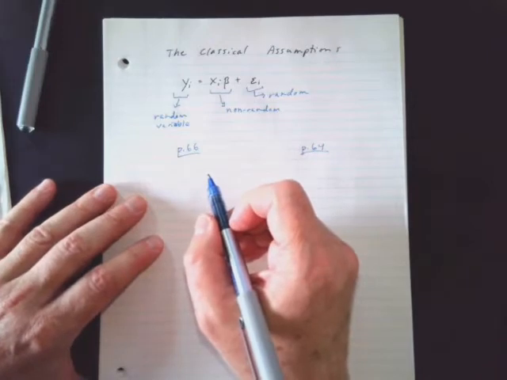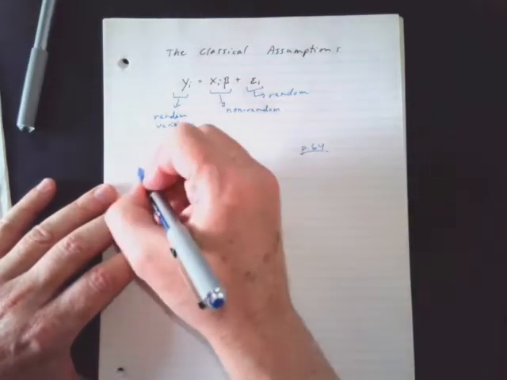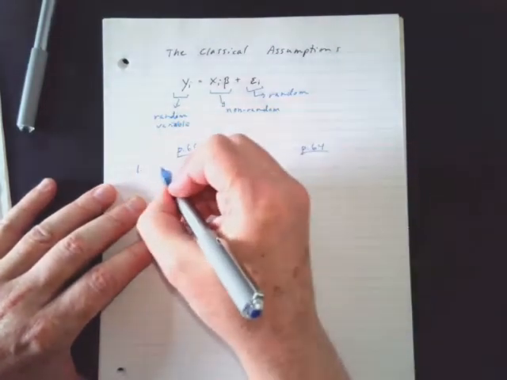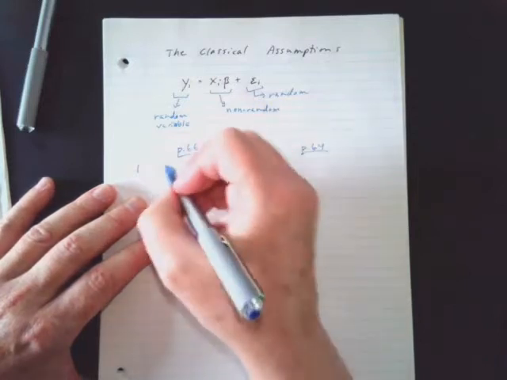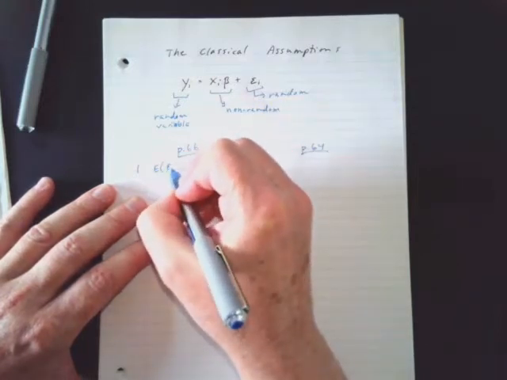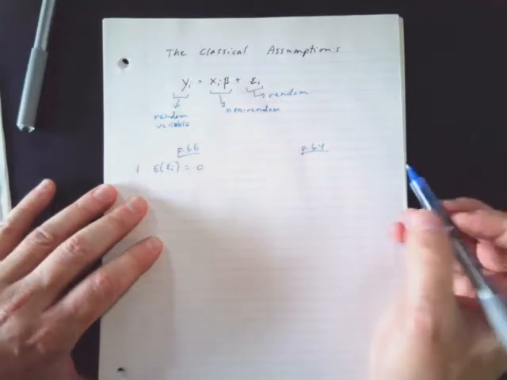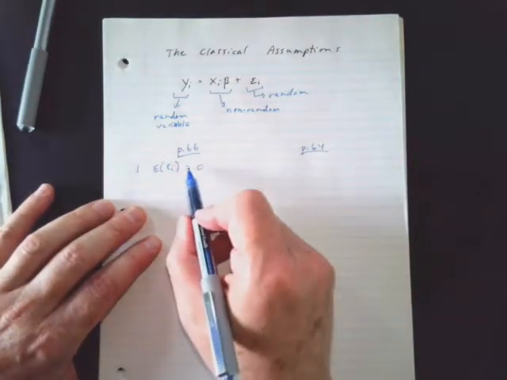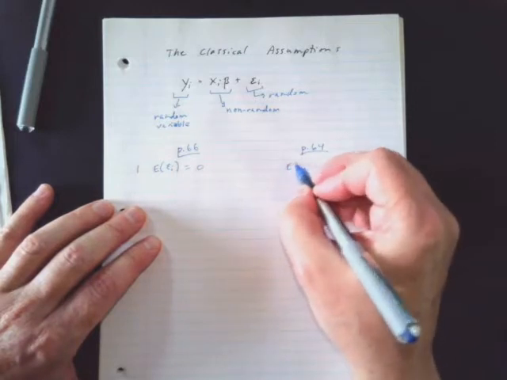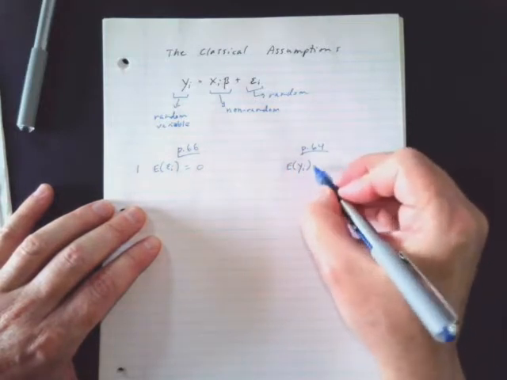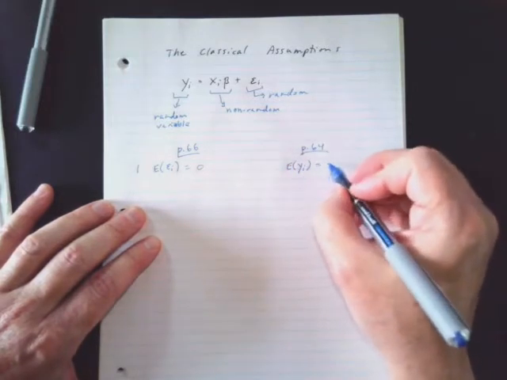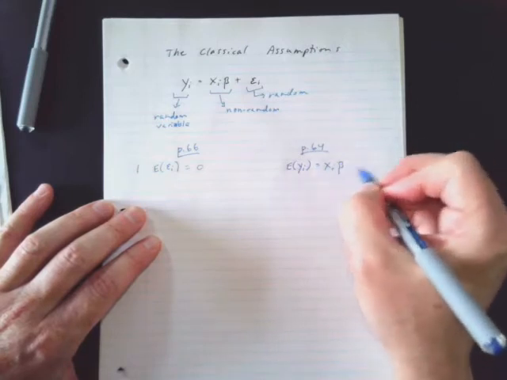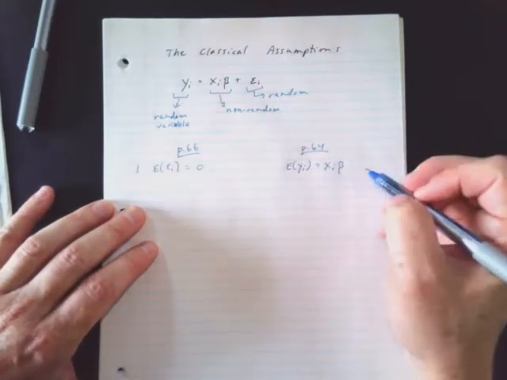All right, so the first classical assumption. The first classical assumption about the error term is that the expectation of the error terms is 0, or that the error terms have a mean of 0. And if that's true, then that implies that the expected value of y lies right on the regression line.